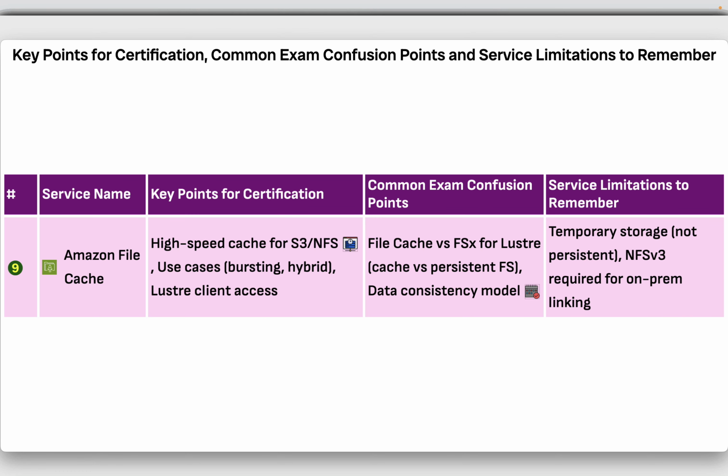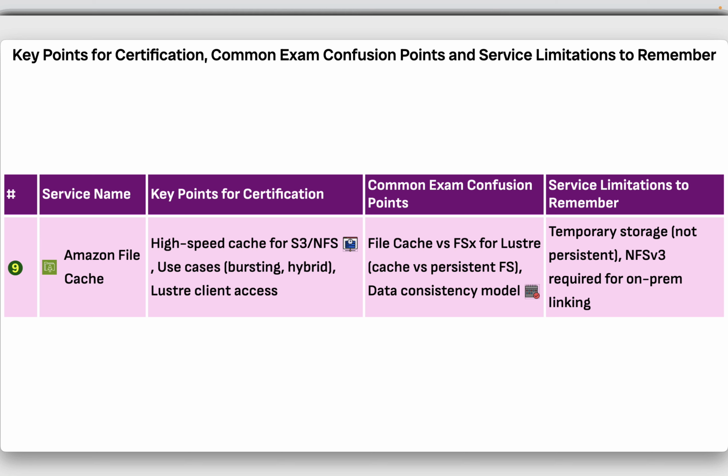Next, Amazon File Cache. Key points are high speed cache for S3 / NFS, and use cases are it provides bursting and hybrid support, and Lustre client access also it offers. This is Amazon File Cache.